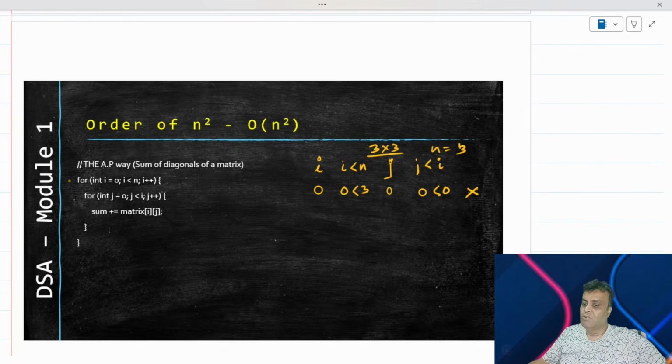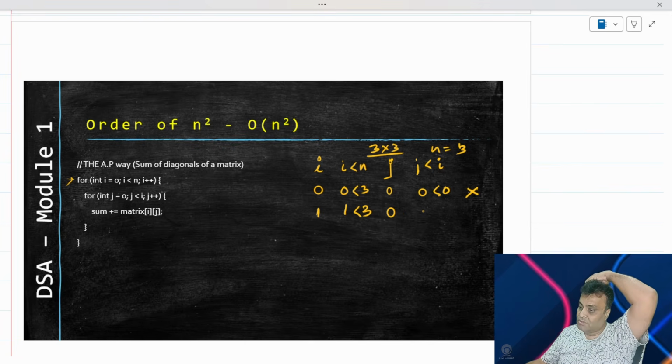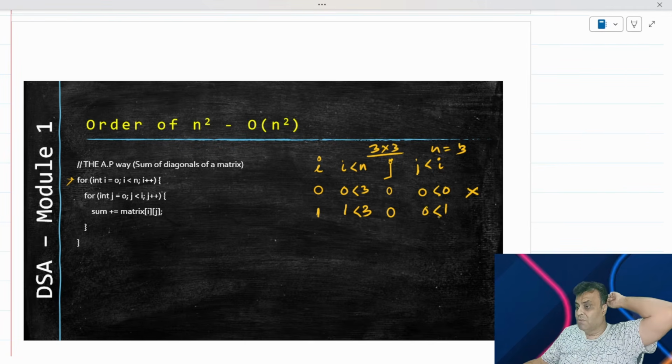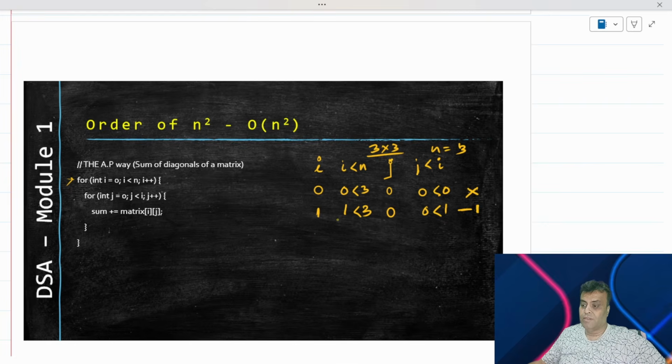It will come to the outer loop now. The outer loop I will increase. 1 is less than 3 will become true. J will again start from 0. And when j starts from 0, 0 will be compared with 1. This is going to be true. So this will execute one time. Right?